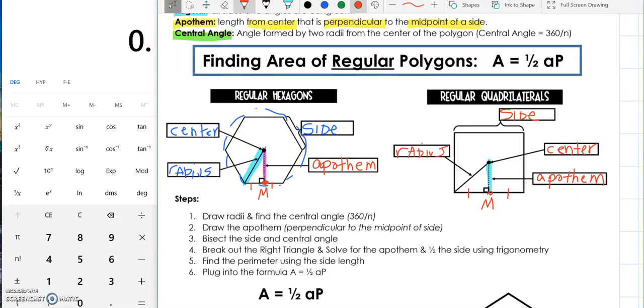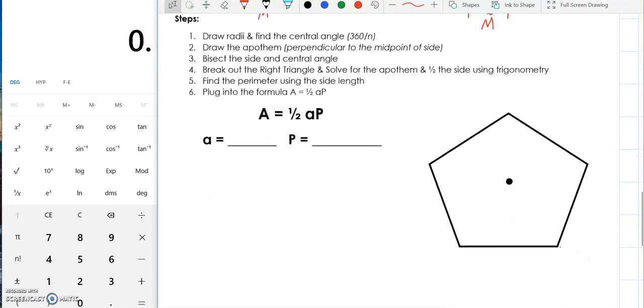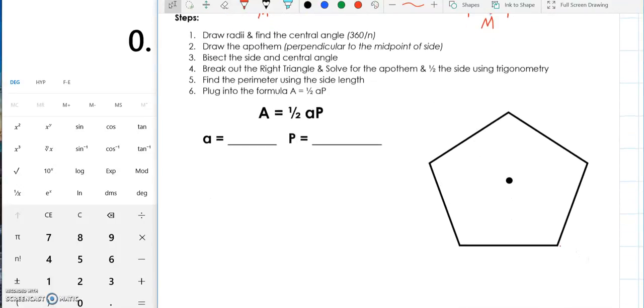Okay, so let's go ahead and take a look at your steps for solving these area problems. Your steps are: Step 1, draw the radii and find the central angle. Step 2, draw the apothem. Step 3, bisect the side and central angle. Step 4, break out the right triangle. Okay, there's going to be a right triangle formed. And solve for the apothem and 1/2 the side using trigonometry. Step 5, find the perimeter using the side length. And step 6, plug into your formula.